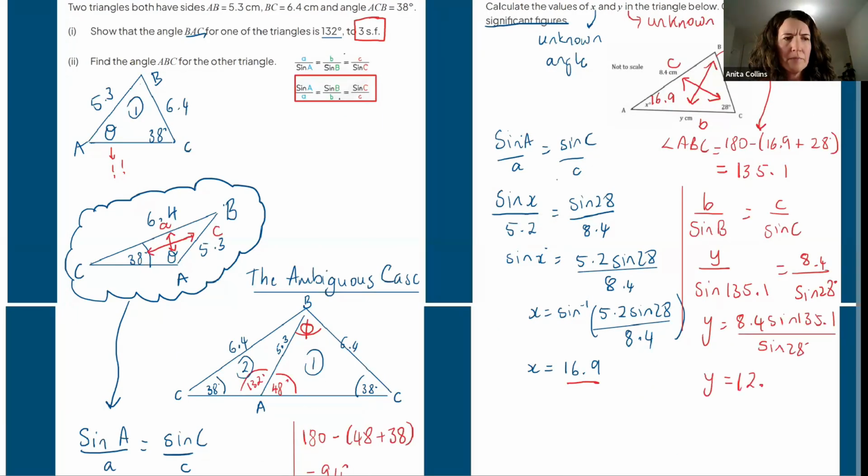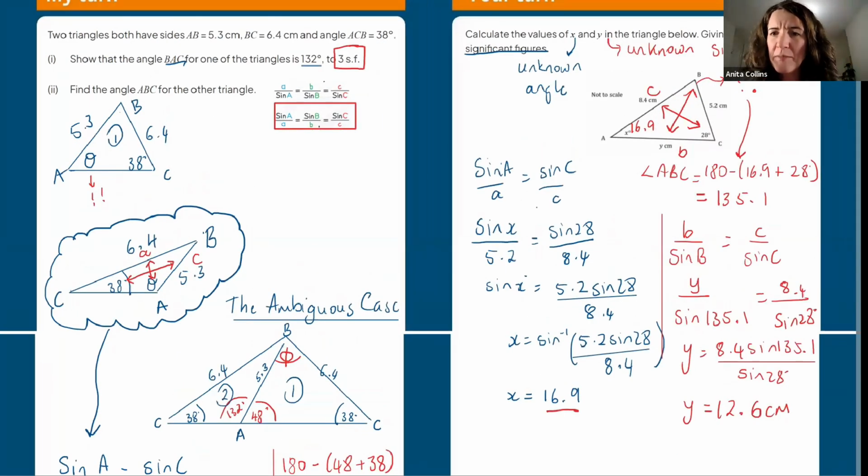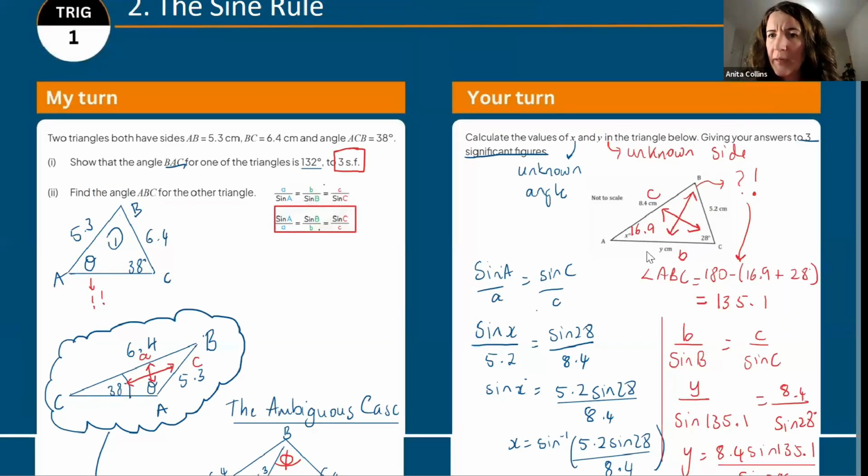Okay, 12.6 centimeters. Oh, so a little bit of difficulty there because we had an angle-side pair and we didn't know either of the pieces of information. So we had to go back to the drawing board and look at what we found out in the first part of the question and then use the three angles in a triangle adding up to 180 to find that angle at B.